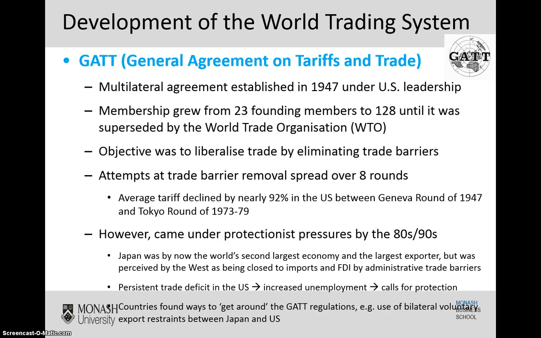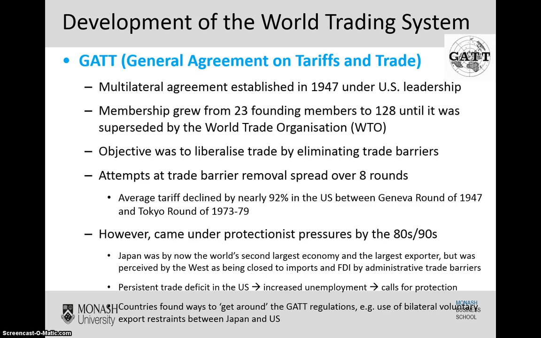And most of the time when people look at the development and establishment of the current world trading system, it's often traced back to the establishment of the GATT, or the General Agreement on Tariffs and Trade. This was a multilateral agreement that was established in 1947 and was certainly led by the US. They were the sort of chief advocates for the establishment of the GATT. Its membership grew from 23 founding members in 1947 all the way up to 128 members, until which point it was effectively replaced by the World Trade Organization. We'll talk about that in a minute.